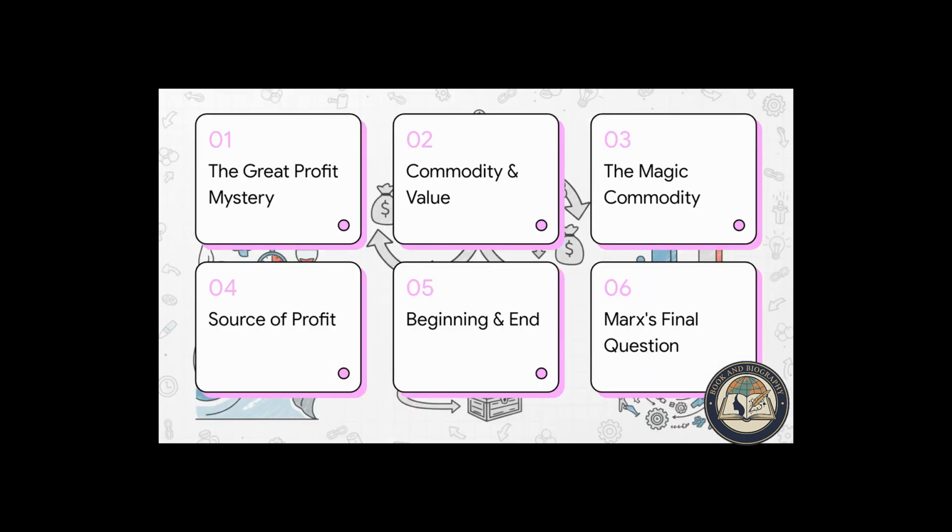So to solve that mystery, here's our game plan. We're going to start with what Marx called the commodity, the basic building block. Then we'll uncover a so-called magic commodity that holds the key. That's going to lead us straight to his big answer, surplus value. And finally, we'll zoom out and look at how Marx saw this whole system starting and where he thought it was headed, which will leave us with a pretty big question for our own time.